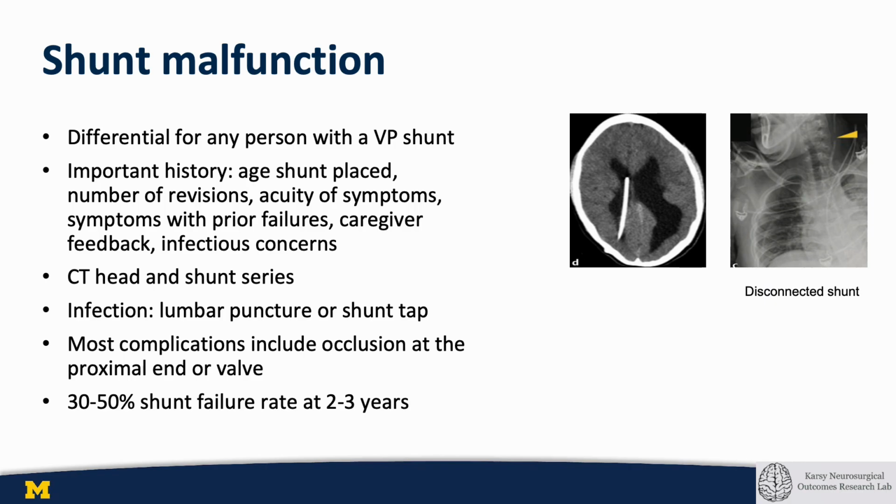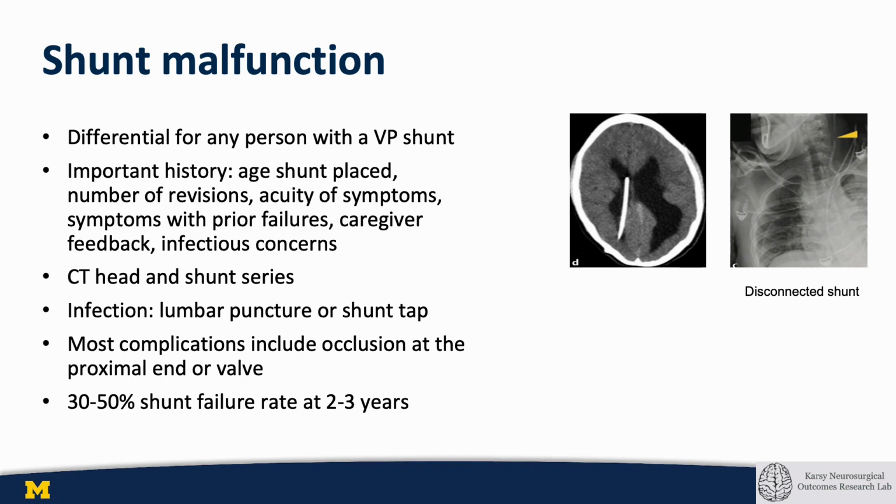So oftentimes patients presenting with UTIs or upper respiratory tract infections can reflect a shunt malfunction. So it's important to look for what else could be going on. We typically work this up with a CT scan and a shunt series to look for the hydrocephalus, as well as looking at a disconnection, which could explain that. To look for shunt infection, you can do a lumbar puncture or a shunt tap.